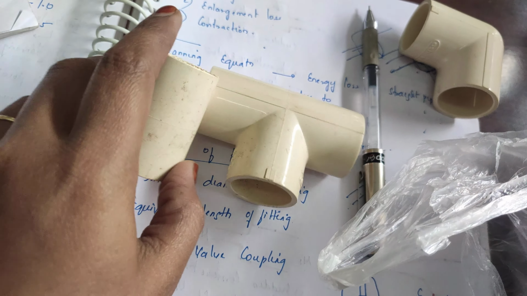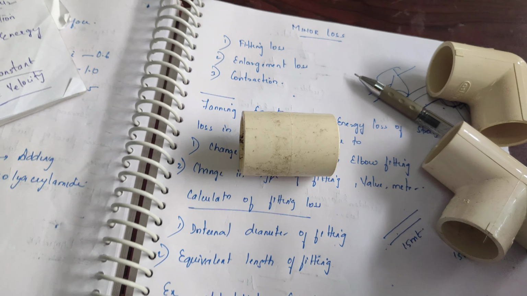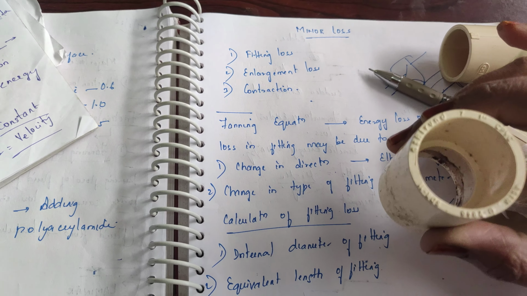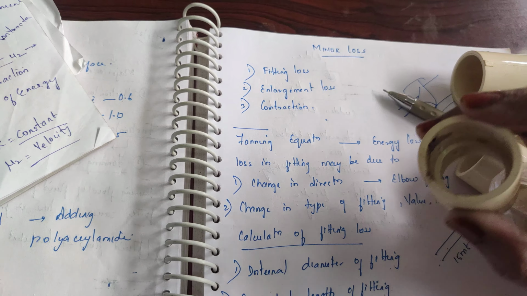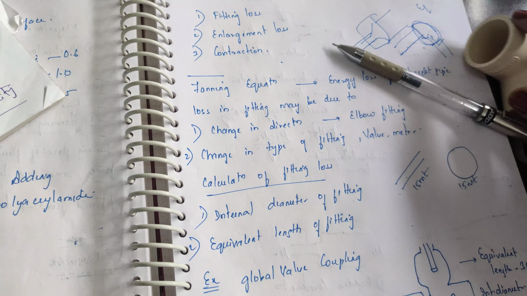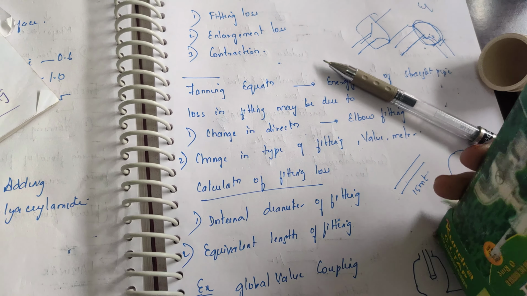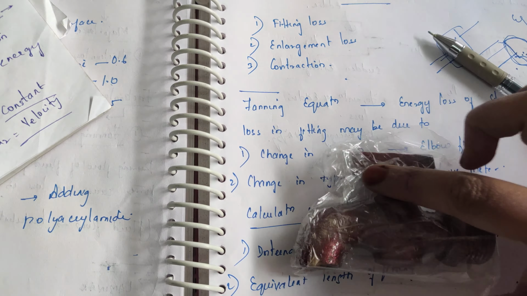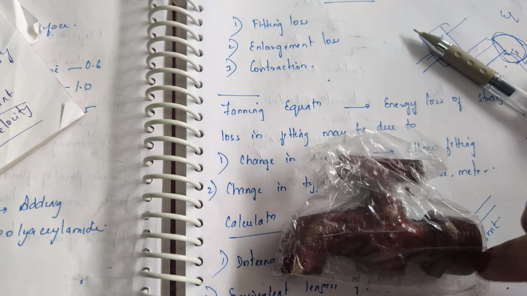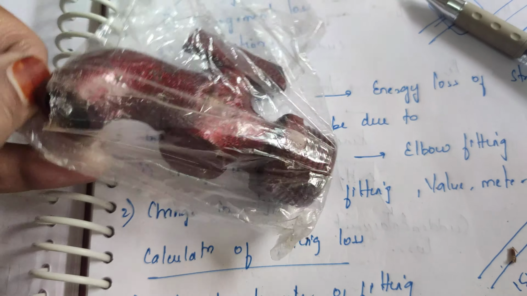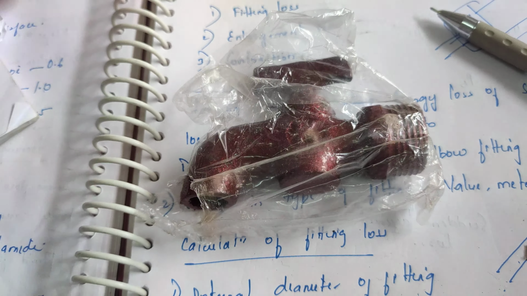And this is a coupling. Okay, this is a coupling. It is used to connect pipes. And again we have some different types of fittings like this one. Leave this part. You have some types of fittings here, you have different types of fittings here.